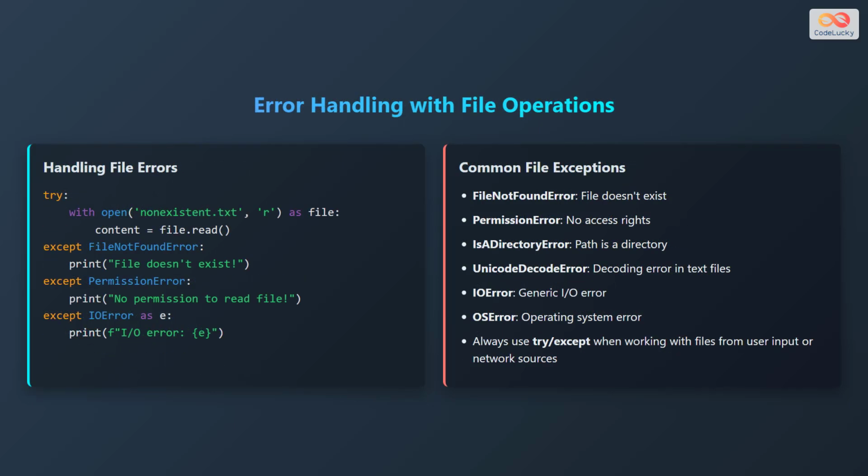Now, we are going to see how to handle errors that may occur during file operations. On the left, the code demonstrates how to use try-except blocks to handle different types of file errors. Specific exceptions like FileNotFoundError, PermissionError, and IOError can be caught and handled. On the right, there's a list of common file exceptions that may occur. Always use try-except when working with files from user input or network sources to handle potential errors gracefully.